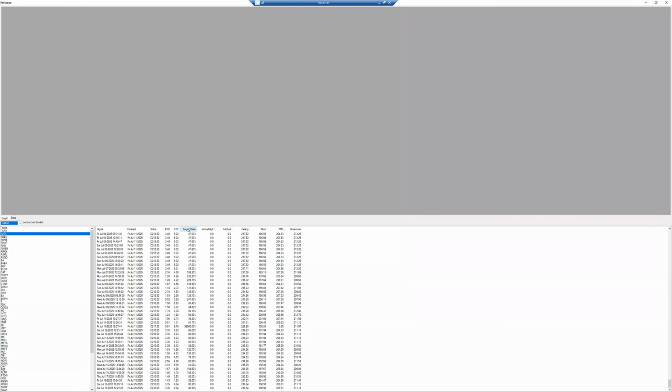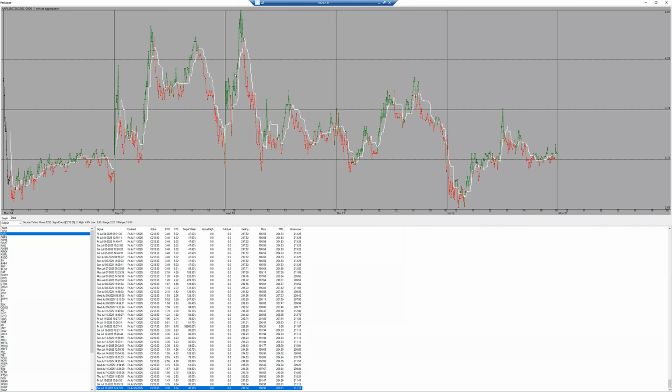Okay, next up we have the actual high. Now this is for when the trade's actually working, and the actual percent, the ceiling, floor, PML, and the green line. Okay, now if I click on this one right here, you can also look at the contract image with the vector right here. Now this is for the 1 minute aggregation, if that makes sense.